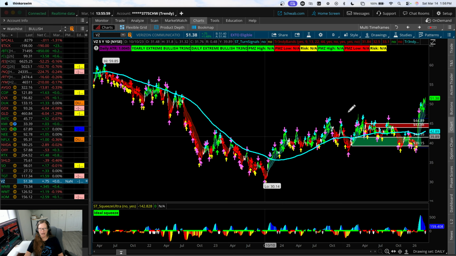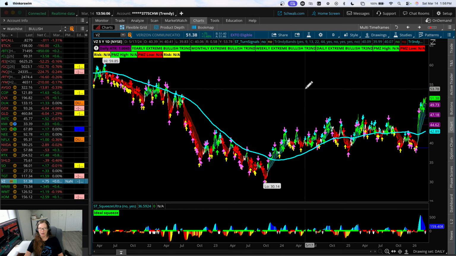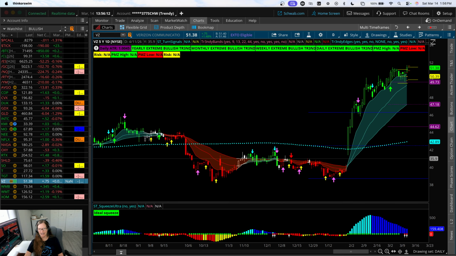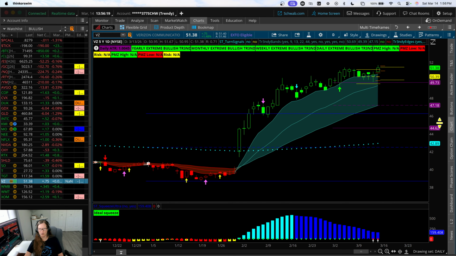Let's look at Verizon. This is a name that if you don't have a lot of patience, it's probably not the name to trade. It doesn't have a huge daily ATR for sure, but it is in a very strong bullish trend. All right.